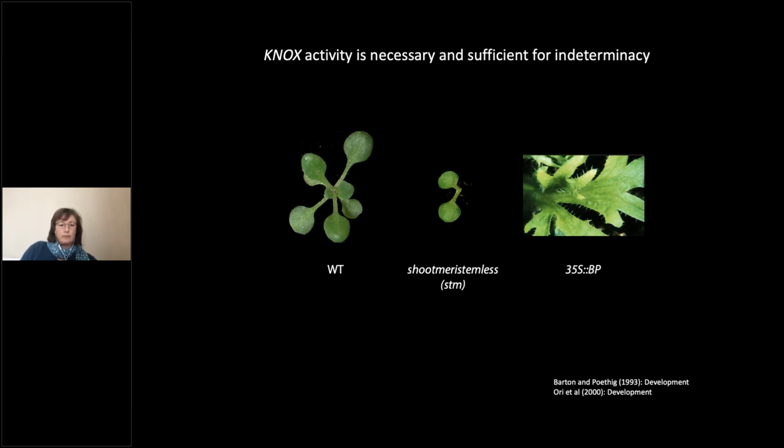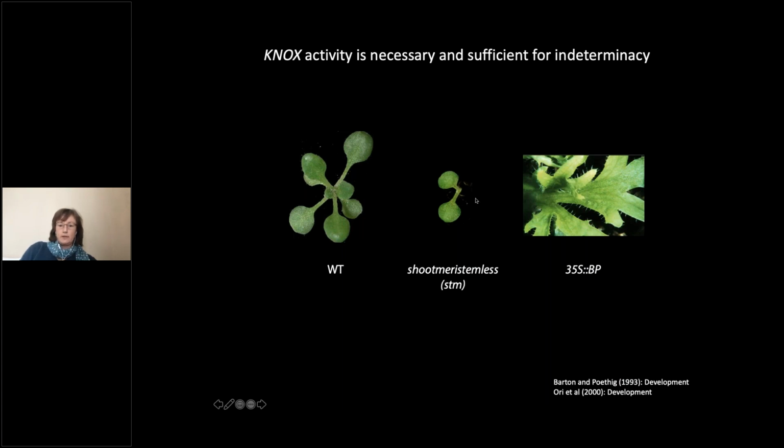Roles for KNOX genes in promoting indeterminacy were first identified by loss of function mutant phenotypes, for instance in the shoot meristemless mutant of Arabidopsis, which entirely lacks a shoot apical meristem. And you can see the phenotype of those mutants in the middle of this slide. So we have a wild-type plant on the left with 2 cotyledons and then about 6 leaves coming from the shoot apical meristem. And in the shoot meristemless mutant, you can see there's just the 2 cotyledons and there's a hole kind of in the middle where the meristem would usually form.